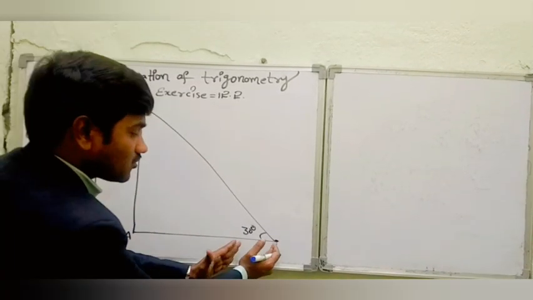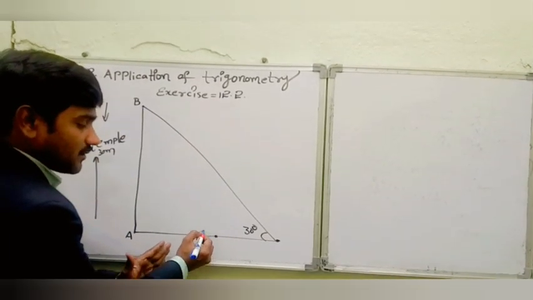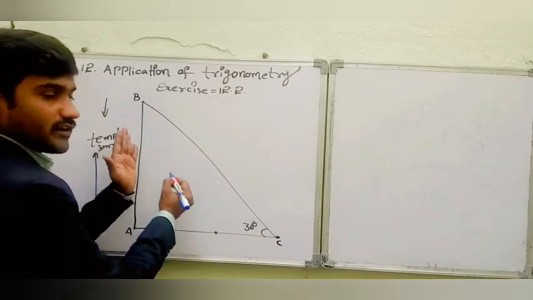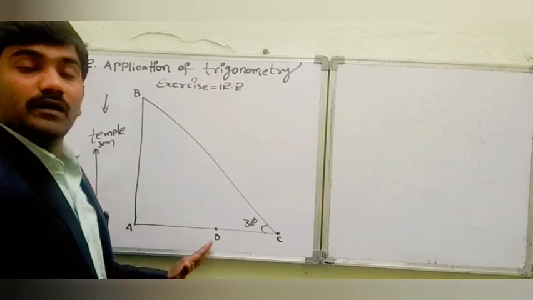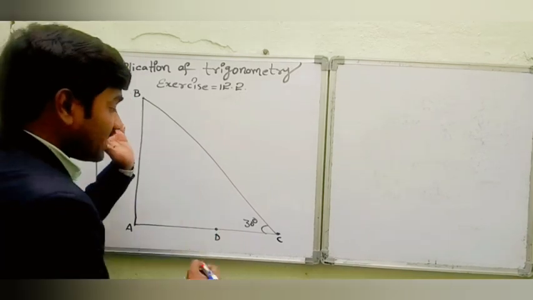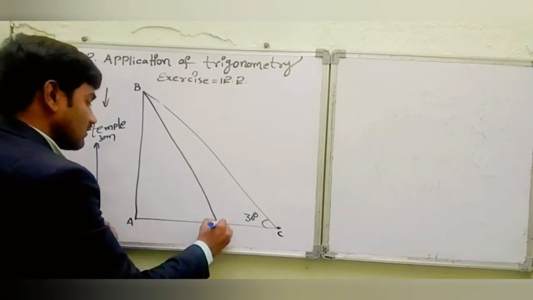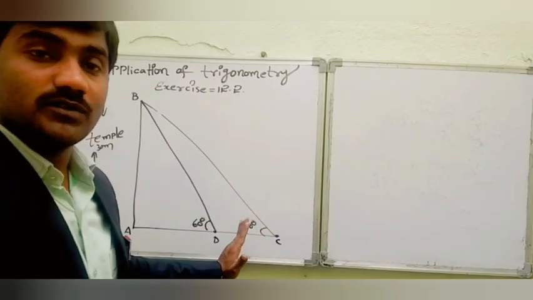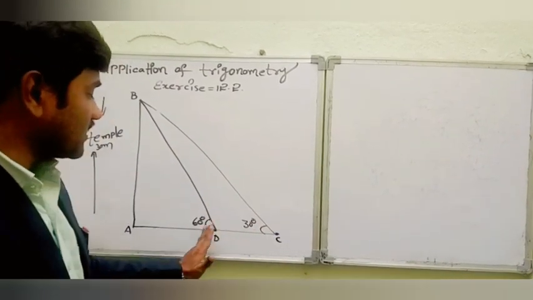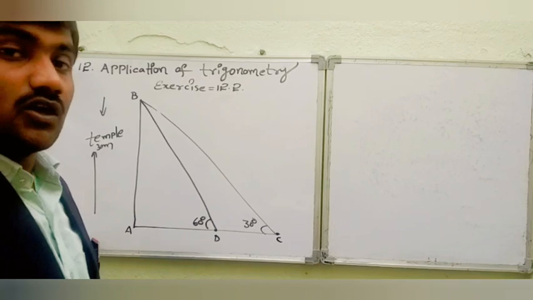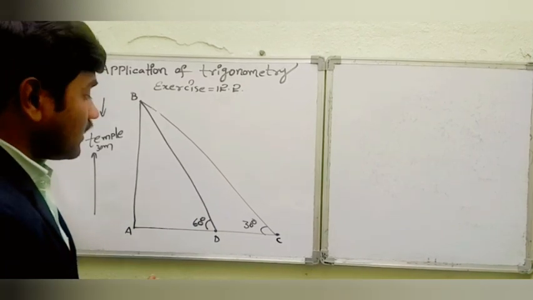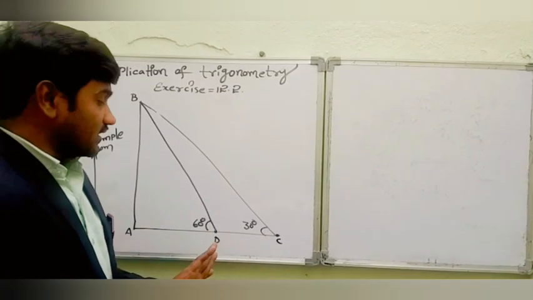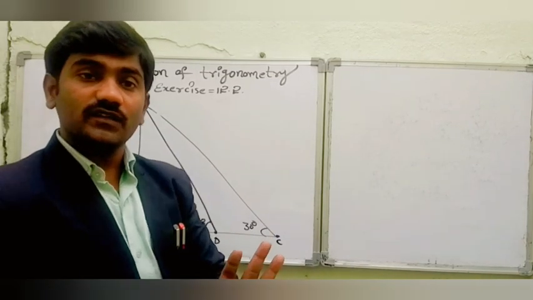And when he moves towards the temple, suppose from this point C he is observing. When he moves towards the temple, the angle of elevation increases to 60 degrees. Yes, when we move near to the object, the angle of elevation increases from 30 degrees to 60 degrees. Now we need to find one more thing. If you draw the diagram directly like this, it will be wrong.